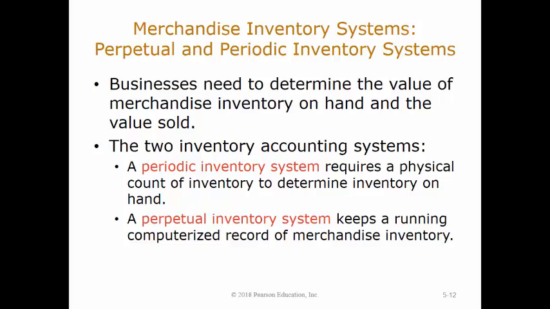A perpetual inventory system is an inventory system that keeps a running, computerized record of merchandise inventory. In a perpetual inventory system, the cash register at the store is a computer terminal that records sales and updates inventory records. Barcodes are scanned by a laser. The barcoding is linked to merchandise inventory and cost data that are used to keep track of each unique inventory item. However, note that even in a perpetual inventory system, the business must count inventory at least once a year.